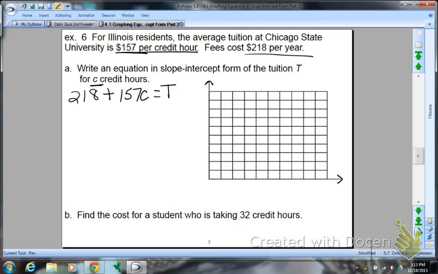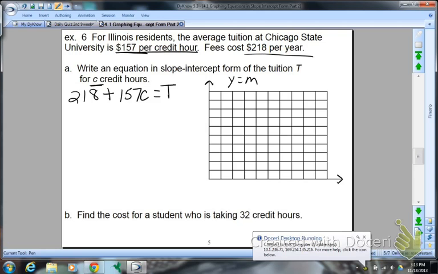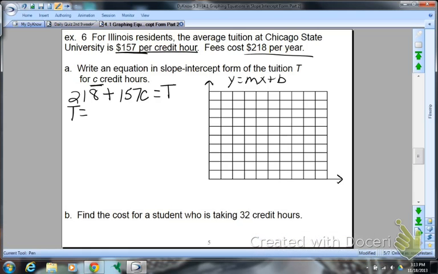They told us to use T and C instead of Y and X, so what is replacing your Y? T. So we're going to rewrite this in slope-intercept form. T equals 157C plus 218. So there's the equation in slope-intercept form. Now I'm going to graph it.